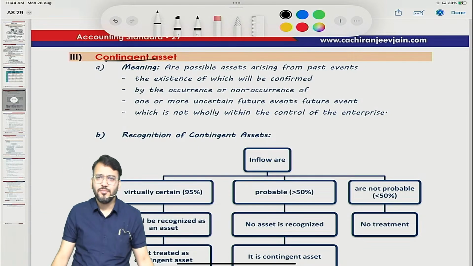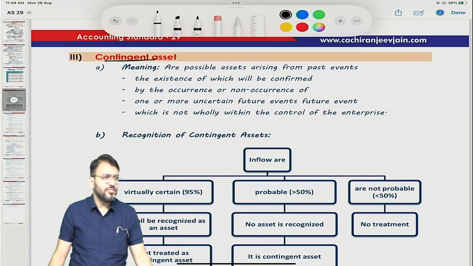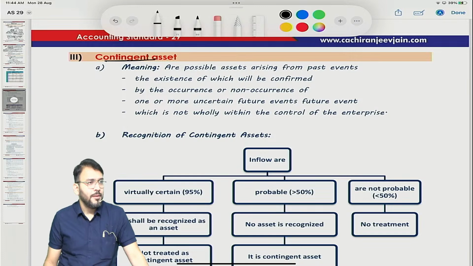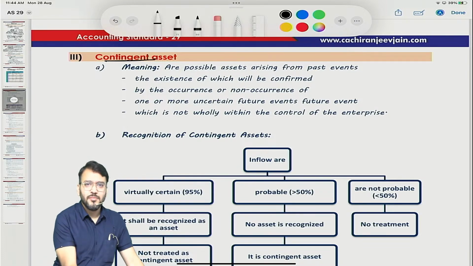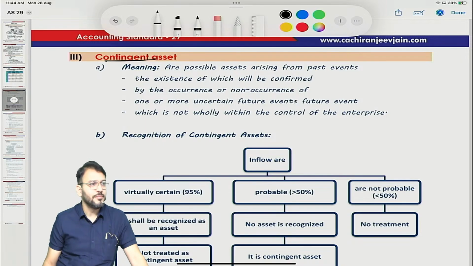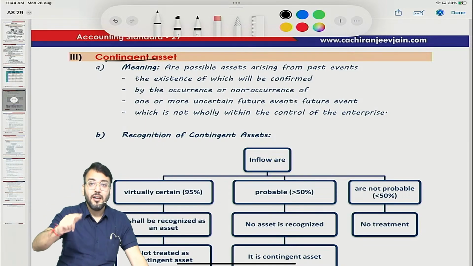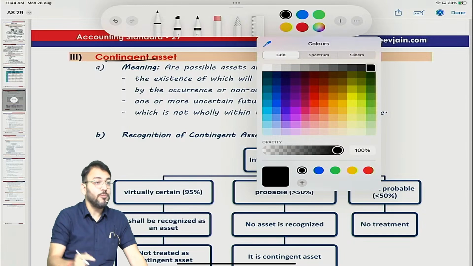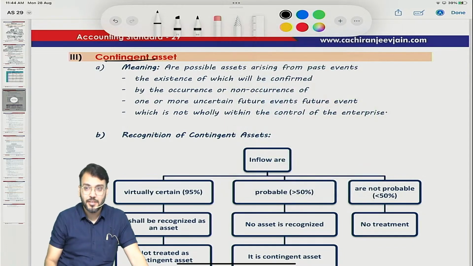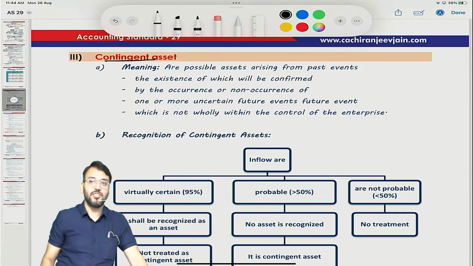So contingent asset is very easy. Not much discussion is required because we don't recognize contingent asset. If we don't recognize contingent asset, much discussion is not required. For provision, a high level of discussion was required because it was recognized. Correct. Now, when to recognize, that we need to understand.